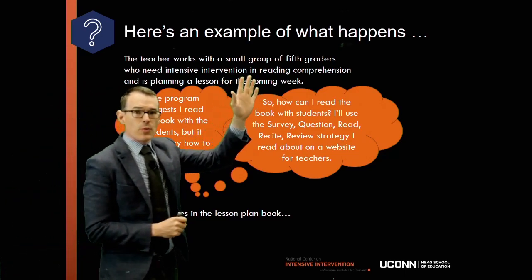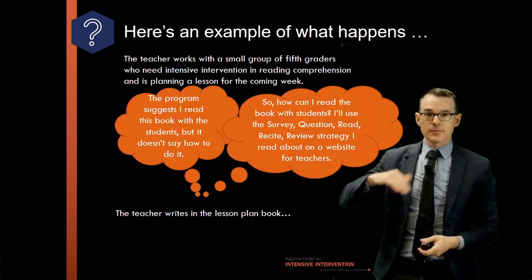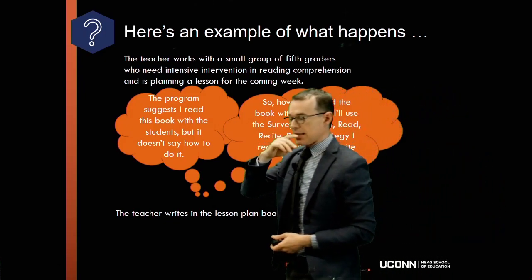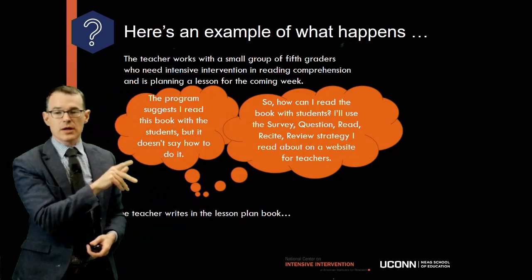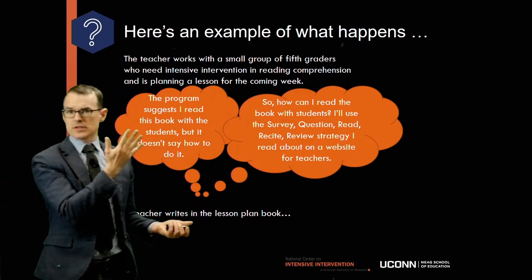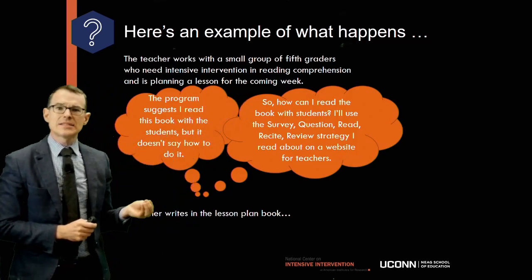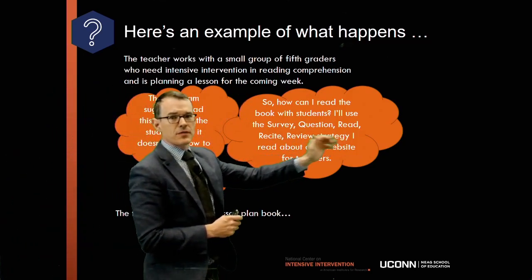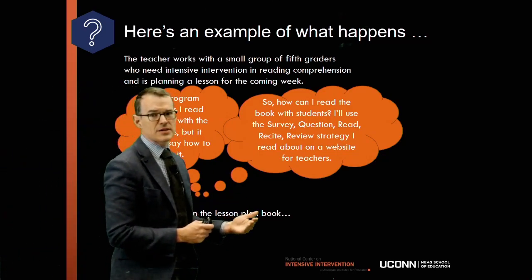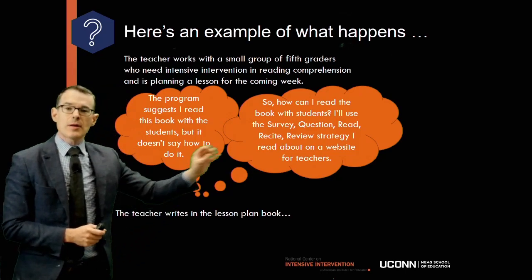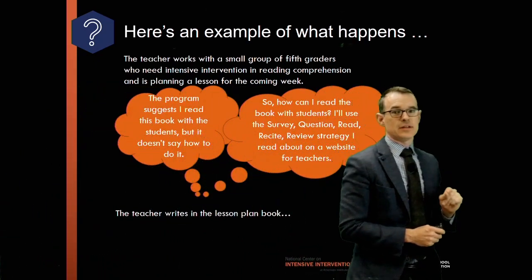So in this example, we have a teacher working with a small group of fifth graders who need intensive intervention in reading comprehension. The teacher is planning a lesson for the coming week and decides, well, I have a program. It suggests we read the book. It doesn't really say how to read the book. It focuses on fluency. But I want to focus on kids' reading comprehension, and so I need something to do. I recently learned about this survey, question, read, recite, review strategy, also called SQ3R, and I read about this on a teacher website. I thought, oh, this is something I'll do. This will be a fun activity for the students.